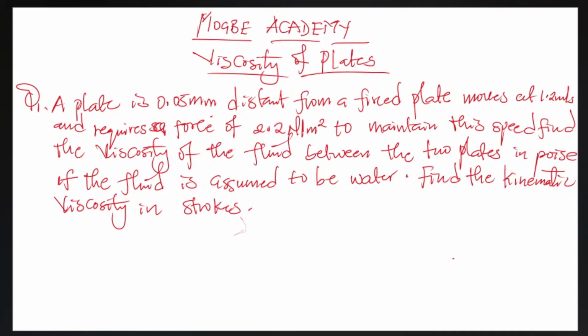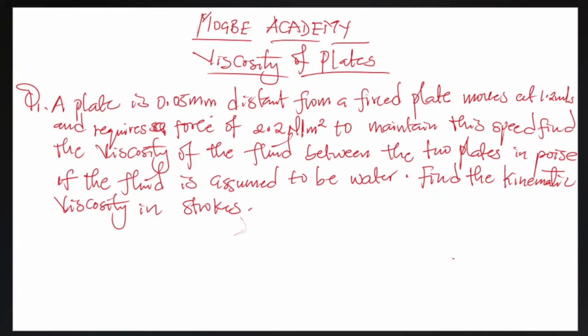So we were given the moving plate to be 1.2 meter per second, and that was the velocity that was given to us. Now, from what we have here, we can see that the distance is what?